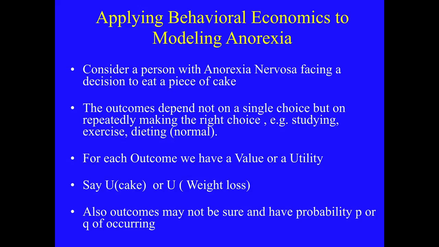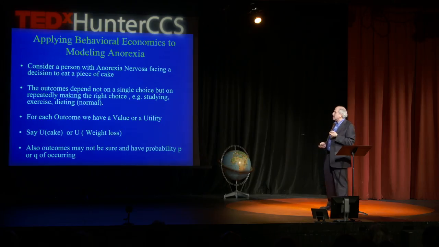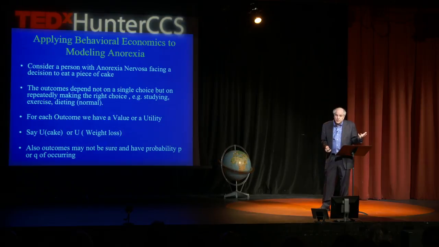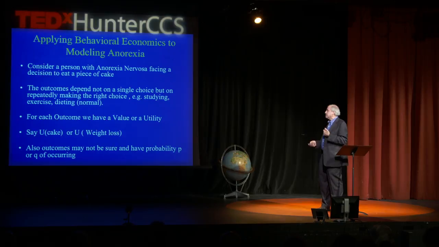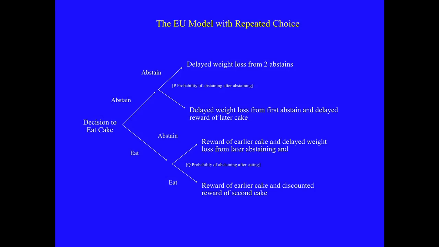So let's think about somebody who has anorexia. They have to think about a sequence of choices. And for each outcome, they're going to have a value, or economists say a utility, maybe the utility of eating a piece of cake. Delicious piece of cake. That's a utility to eat it. Or the anticipated utility of losing some weight. Here's what it would look like. Let's walk through this quickly.